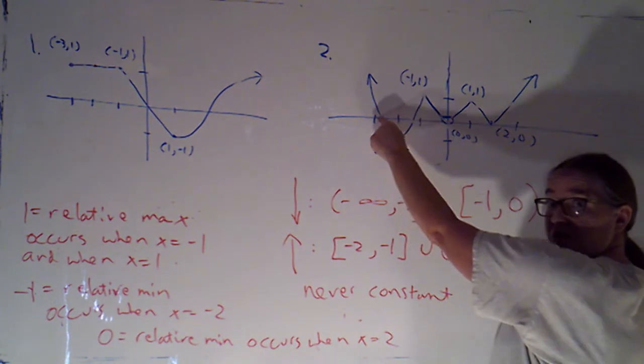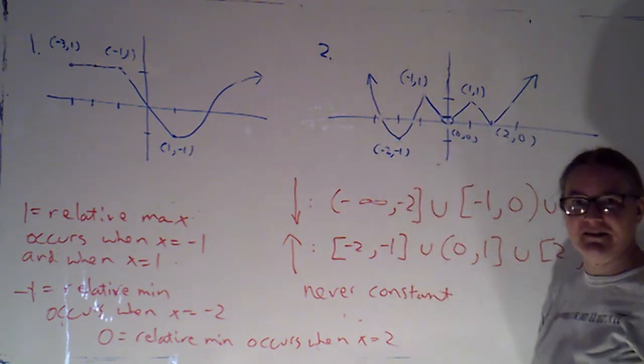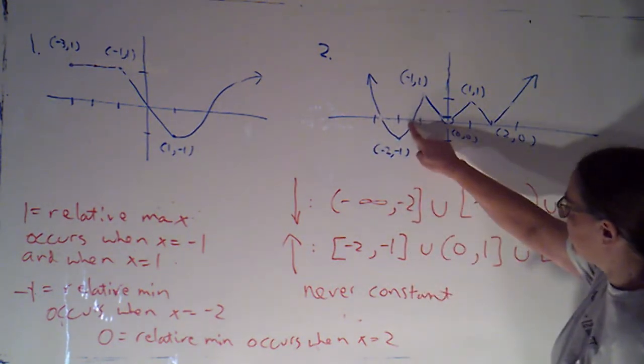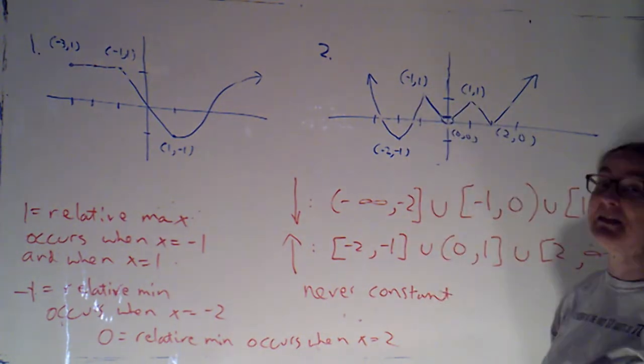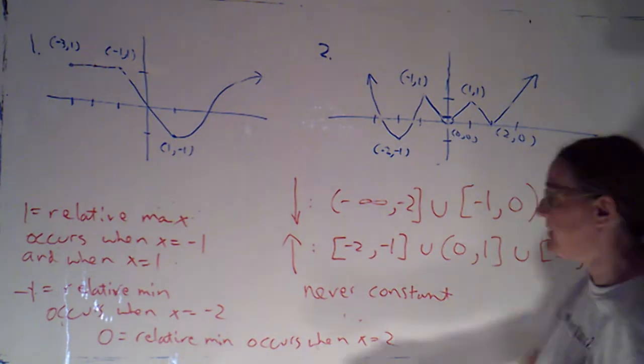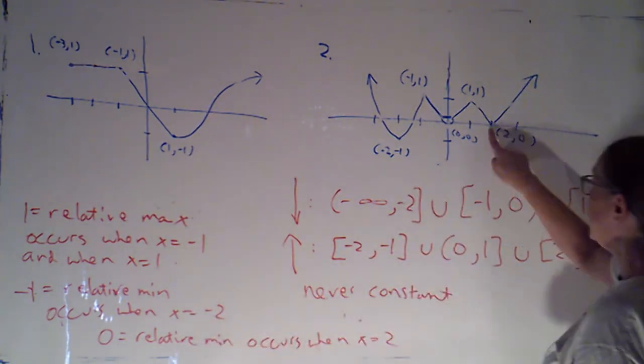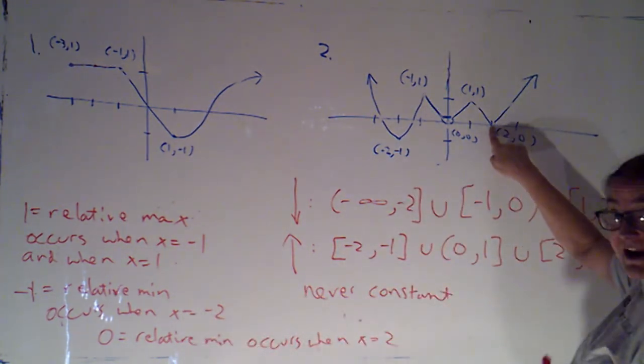But these locations are not locations of a relative min, because here, if I look a little to the left and a little to the right, I do see points that are lower. So the only time that 0 is a relative min is the time when it occurs here when x is equal to 2.